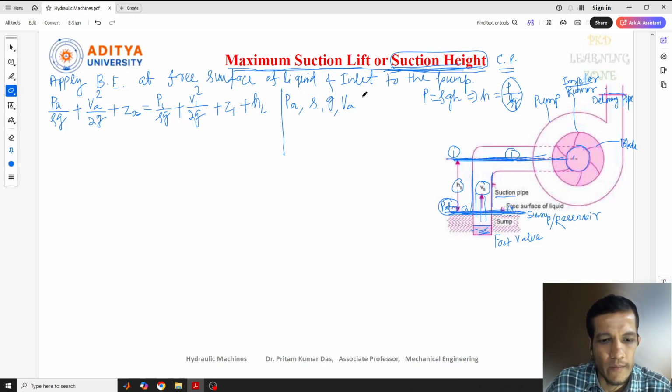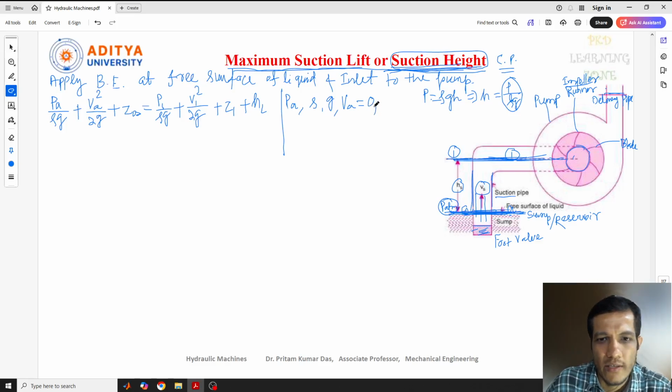So the value of VA will be 0, because no fluid is flowing at this point. After that the fluid is flowing, suppose. So there is no velocity here. The VA at this starting point will be 0.